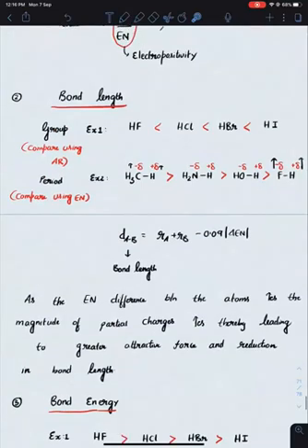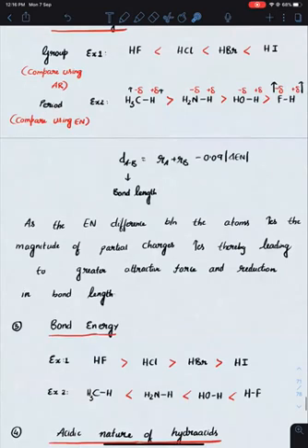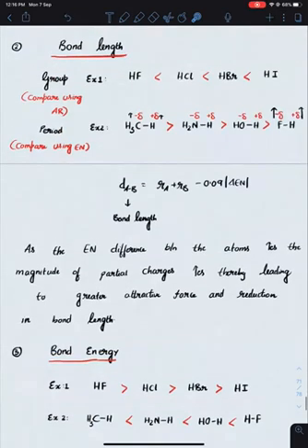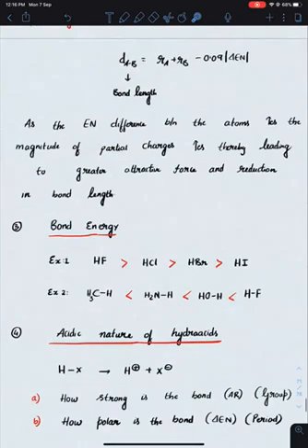The bond length and bond energy will always be inversely proportional. More is the bond length, easily the bond can be broken, or the bond energy will be less. Less is the bond length, it will be difficult to break the bond, or the bond energy will be more. So if you want to compare bond energy, you can exactly write the reverse order of bond length. So HF is greater than HCl greater than HBr greater than HI. And for the same period elements, CH4 is less than NH3 less than H2O less than HF.